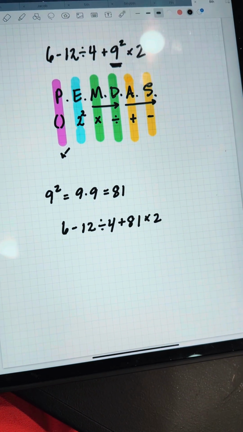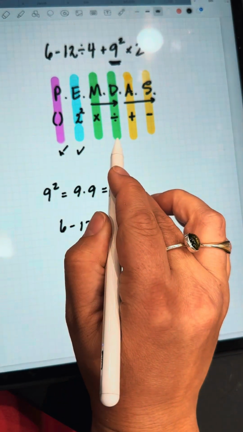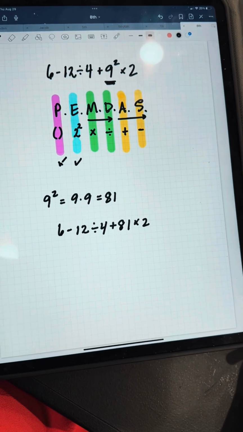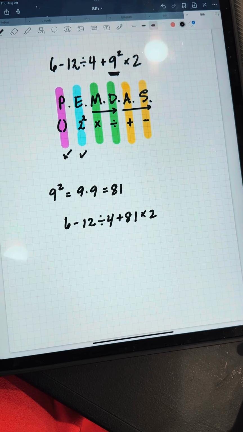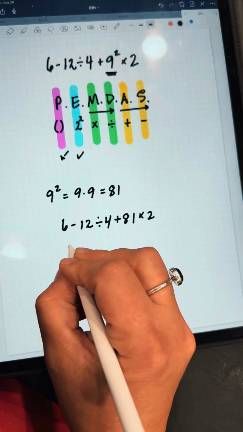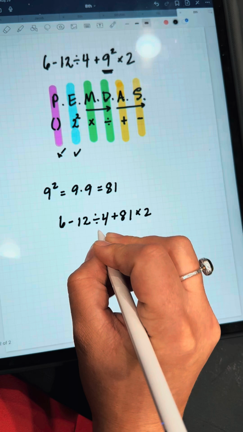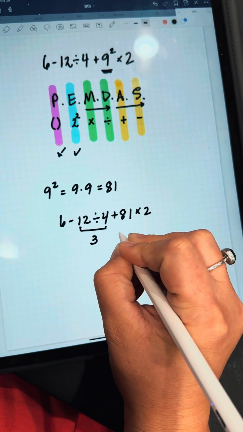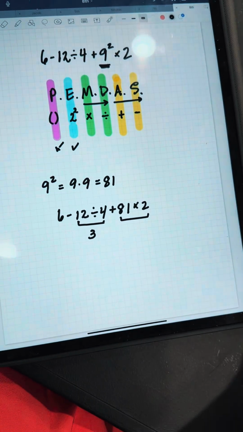Okay? Now we're going to focus on, we've done our exponent, all of the multiplication and division moving from left to right. Again, you may run into division first, but multiplication and division go hand in hand, and so it's important to do it from left to right. 6 minus 12 does not apply to this, but 12 divided by 4 does. 3. Plus is not part of this, but 81 times 2 is.